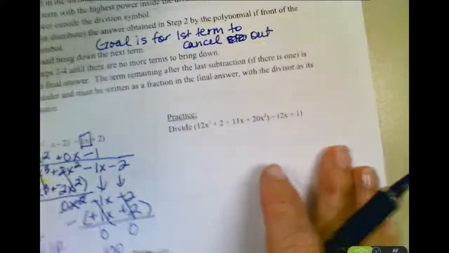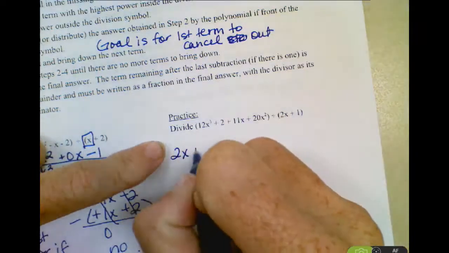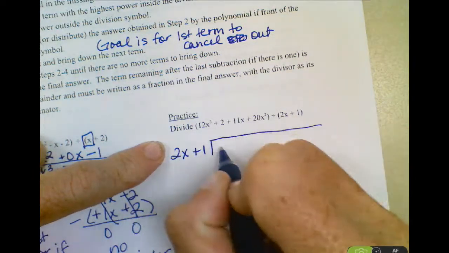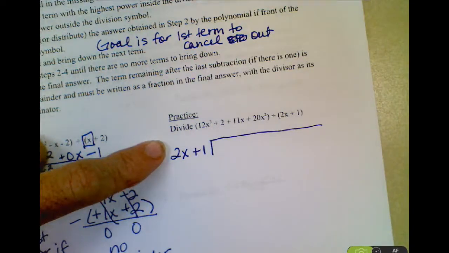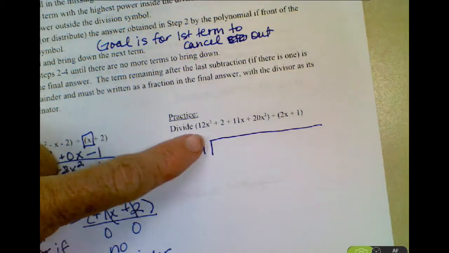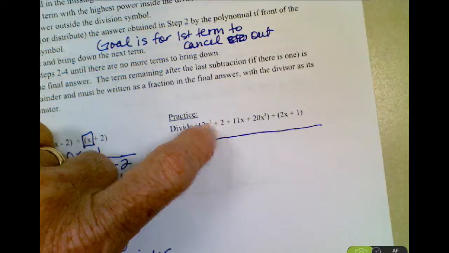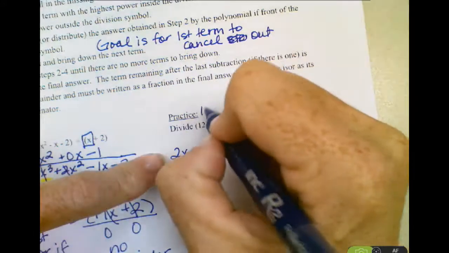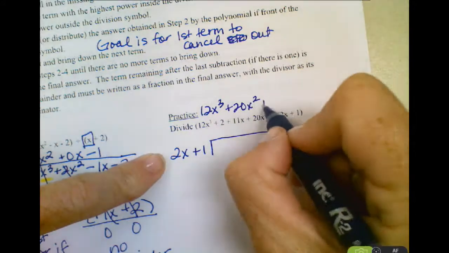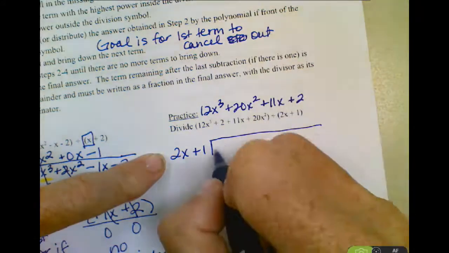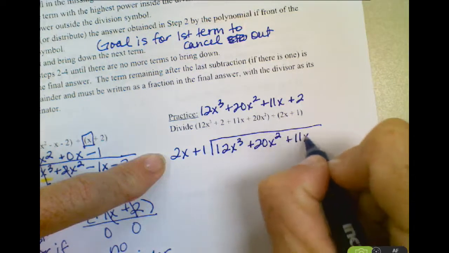Let's go ahead and do the practice problem. So on the outside of our equation goes our divisor, the 2x plus 1. Now, the problem with our polynomial there is that it needs to be set up in descending order, largest exponent down to smallest exponent. Currently, it's not there. We've got our x cubed here, x squared is way over here, x, and then our constant. So we need to rearrange that so that we have 12x cubed plus 20x squared plus 11x plus 2.